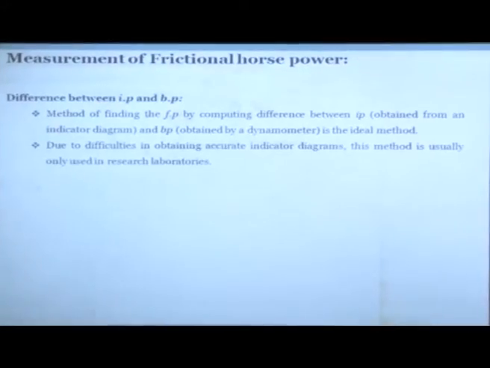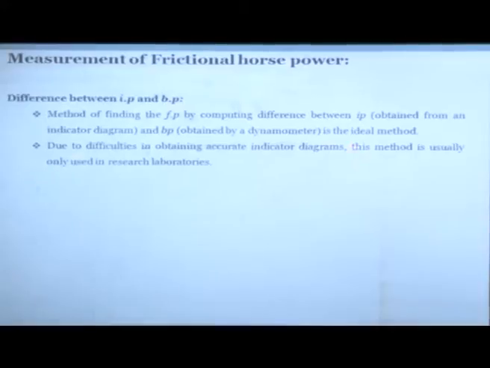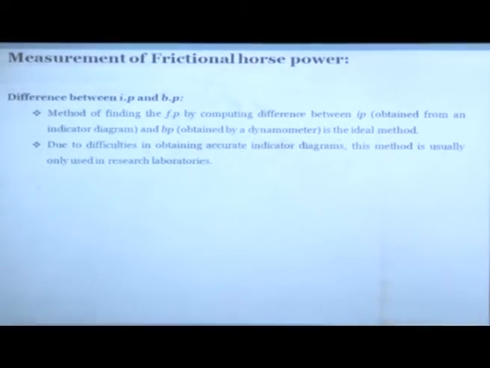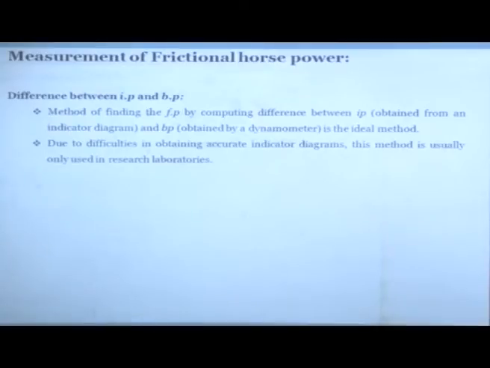I will explain that to you in the later lectures. So using this you can figure out what the indicated power is, but it can only be done in very well equipped laboratories. If your laboratory is not very well equipped, then the best way is to measure the friction power, and you know the brake power, which is very easy to measure. Add them, and then you find out the indicated power.